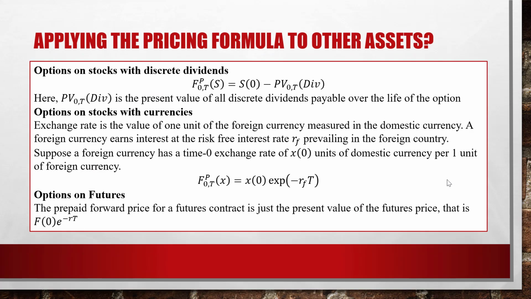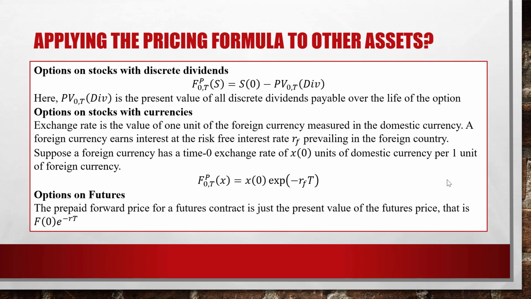We consider 3 cases when we apply the pricing formula to other assets. The first case is options on stocks with discrete dividends. The forward price F0TPS is equal to S0 minus the present value of the dividends. Here PV0TDIV is the present value of all the discrete dividends payable over the life of the option.